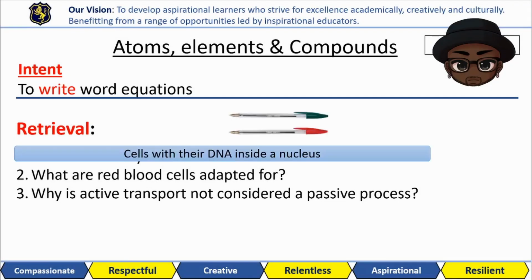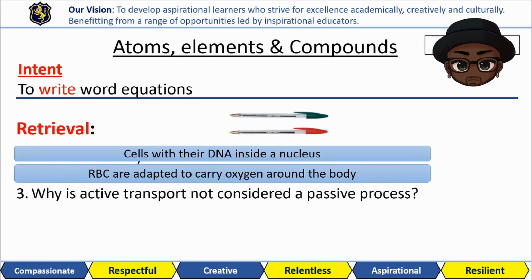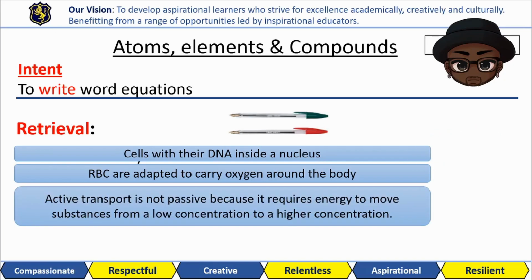Eukaryotic cells have their DNA stored inside a nucleus. Red blood cells are adapted to carry oxygen around the body. Active transport is not passive because it uses energy to move substances from a low concentration to a higher concentration. Since diffusion and osmosis do not need energy, those two can be classified as passive transport systems.